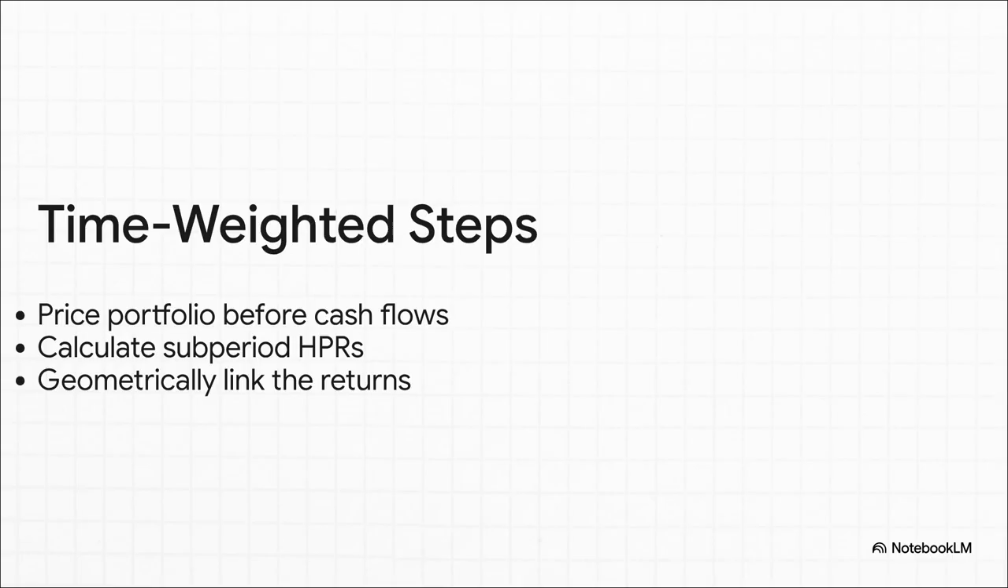To strip away that timing luck and calculate the time-weighted return, we follow a quick 3-step process. First, we break the timeline into subperiods at every single cash flow event. Second, we calculate the holding period return for each individual subperiod. Finally, we geometrically link those returns together. This gives us the pure compound growth of a single dollar invested on day one. It completely neutralizes the noise of when the client moved their money around.